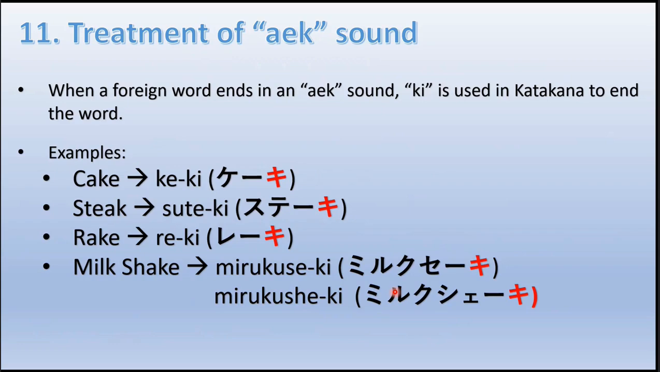Steak is suteki. Rake, reiki. Milkshake, mirukuseki. This is when we don't use she and we use se as per traditional language. As we have seen in one of the rules in the last lesson, a new sound she has been introduced in modern katakana, so milkshake becomes miruku shake. Both the forms are written here. The first one is the traditional form and the second one is the modern form.